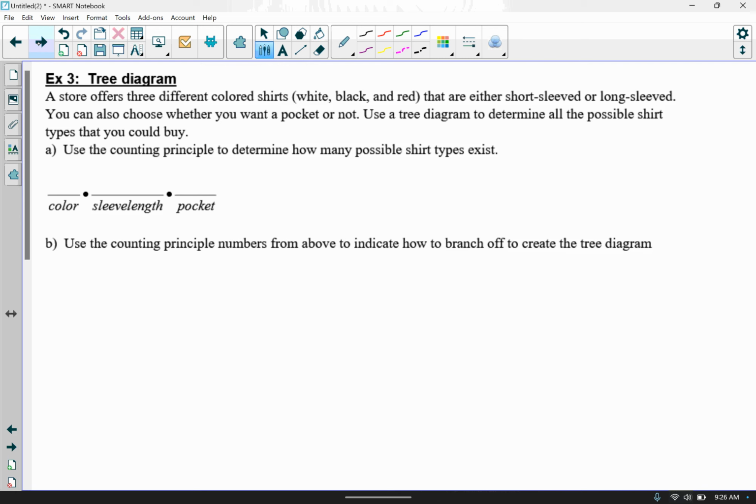So here in example 3, it says that a store offers 3 different colored shirts. You can get a white shirt, black shirt, or red shirt. And they're either short-sleeved or long-sleeved. You can also choose whether you want a pocket or not. And it wants us to use a tree diagram to determine all the possible types of shirts that you could buy. So in part A, it says use your counting principle to determine how many possible shirt types exist.